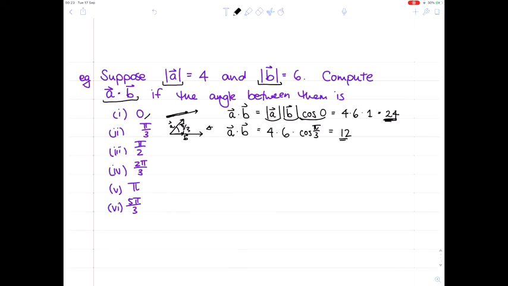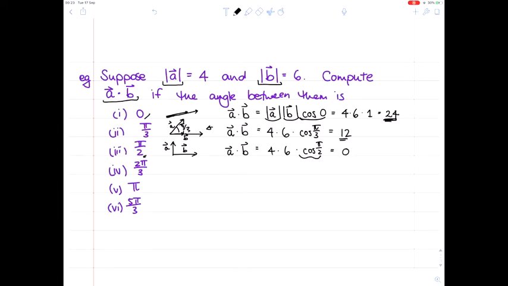Okay, if we now look at the angle between them being pi over 2, then our A is pointing up like that, and our B is pointing at right angles. In this case, we can see A is not pointing in the direction of B at all. So we would hope that our dot product is 0. Let's just check. It's going to be 4 times 6 times cos of pi over 2. And if you check, cos of pi over 2 is 0, so we get 0.